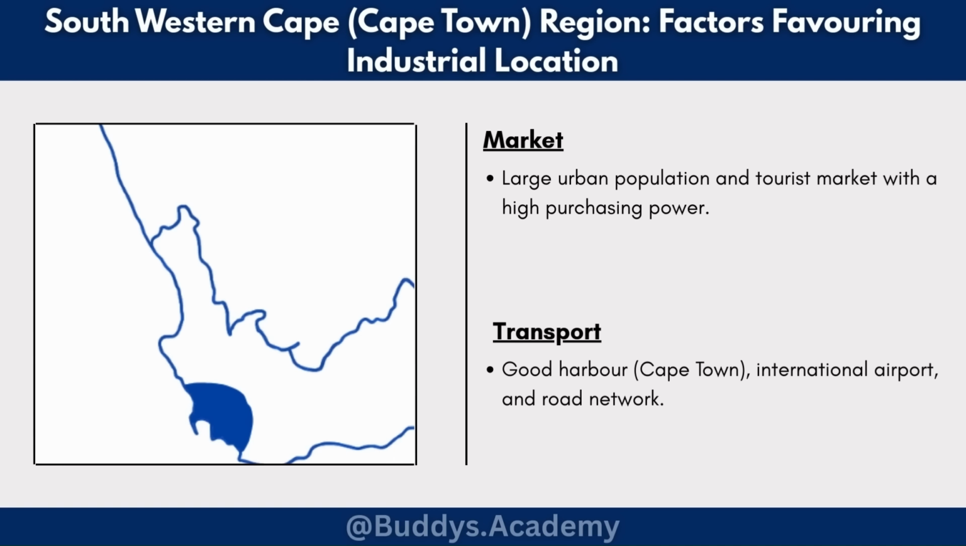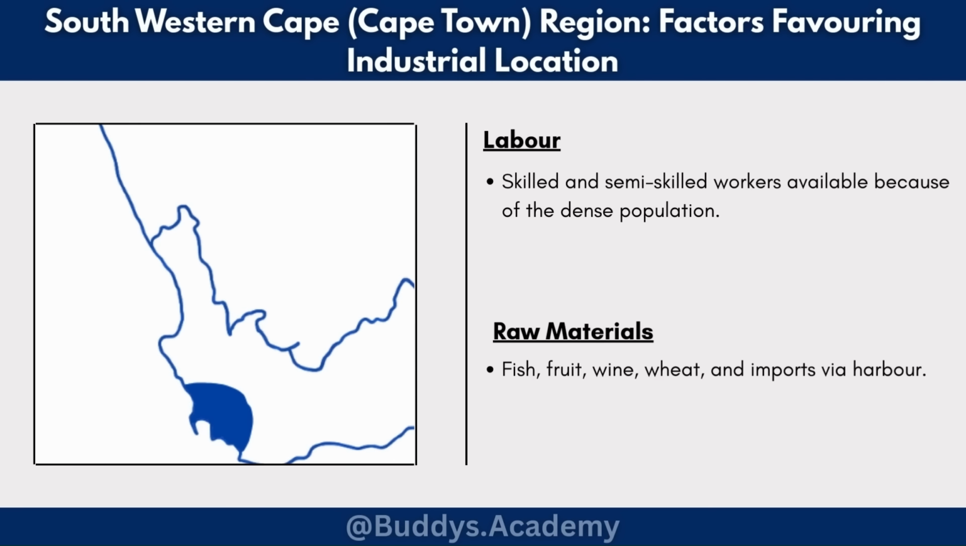So the Southwestern Cape is going to have a large urban population and a tourist market with a high purchasing power. In terms of transport, it's going to have obviously the Cape Town Harbour, and it's going to have an international airport and a good road network. In terms of labor, again, there's going to be skilled and semi-skilled workers available because of its dense population.